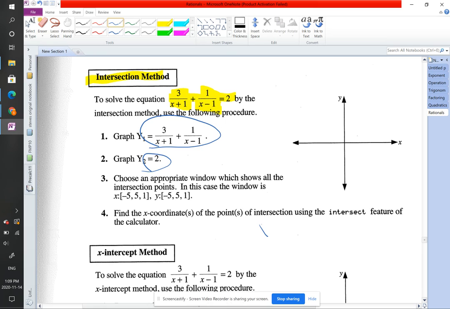So x, draw, go. There we go. A little bit of a hesitation there. x is equal to 0 and 2.